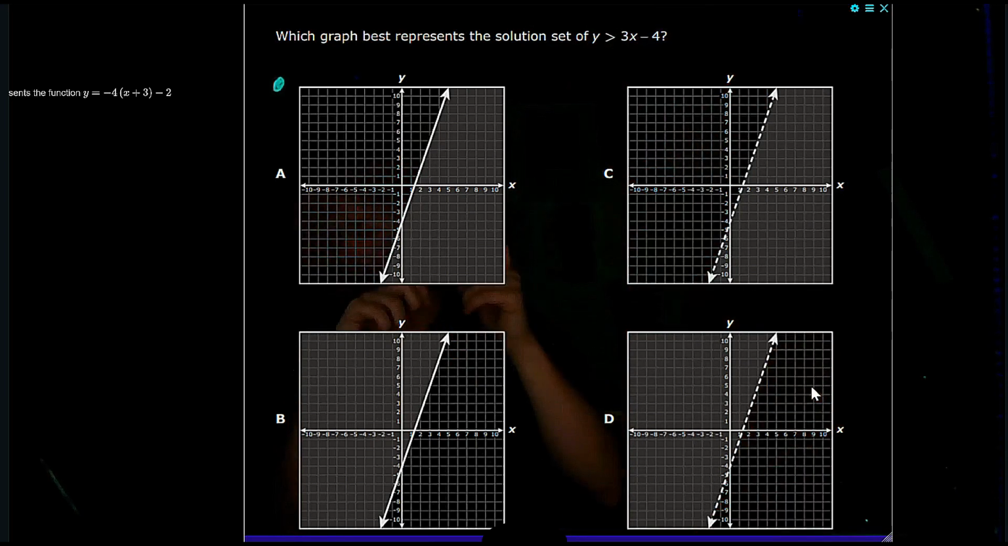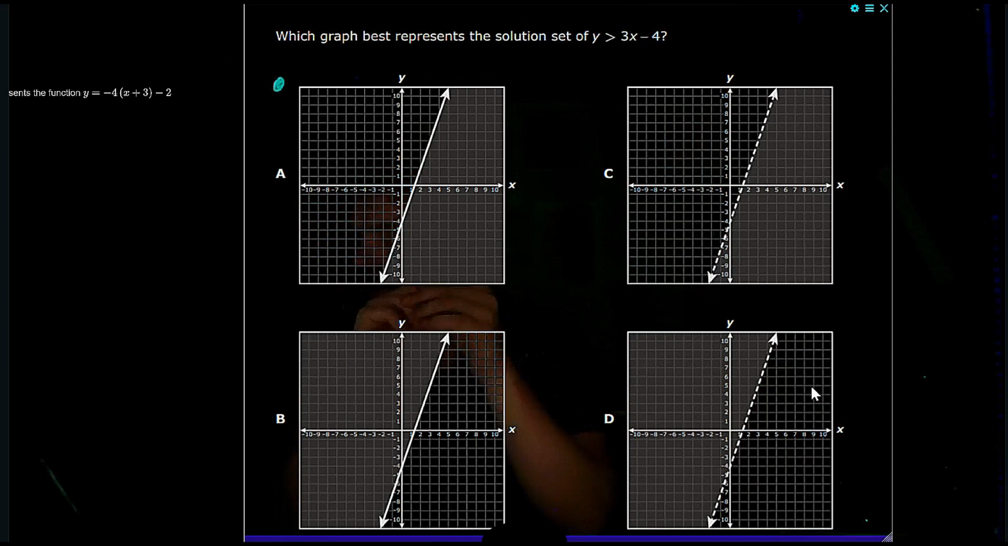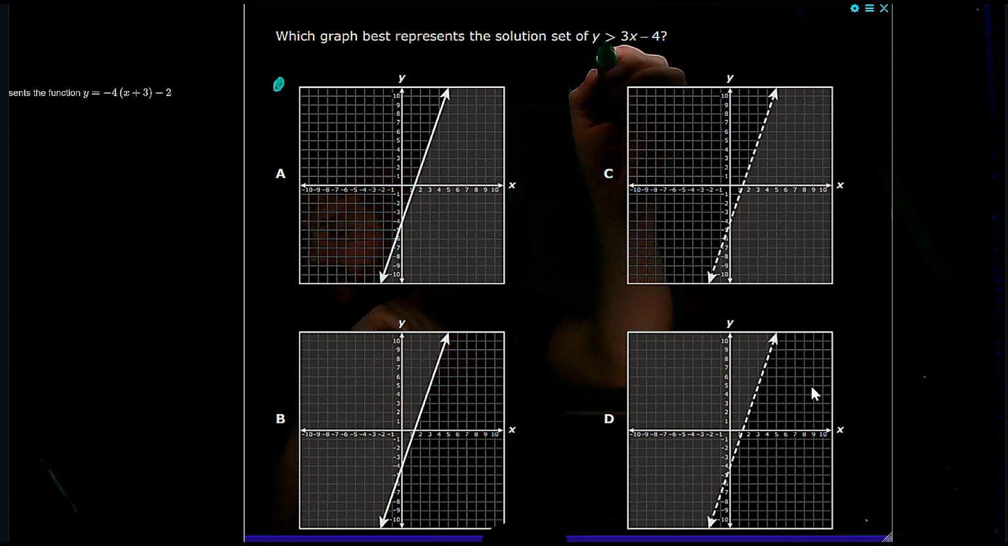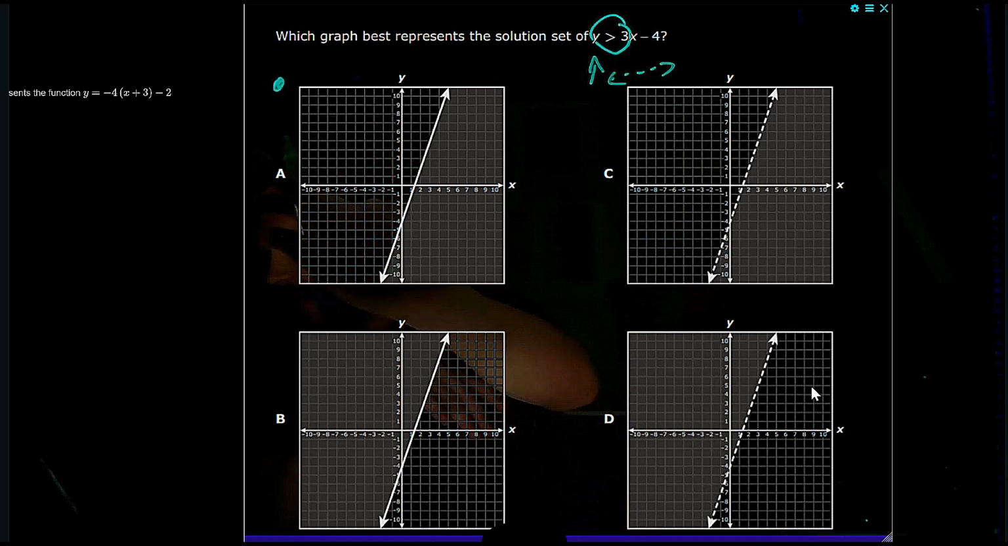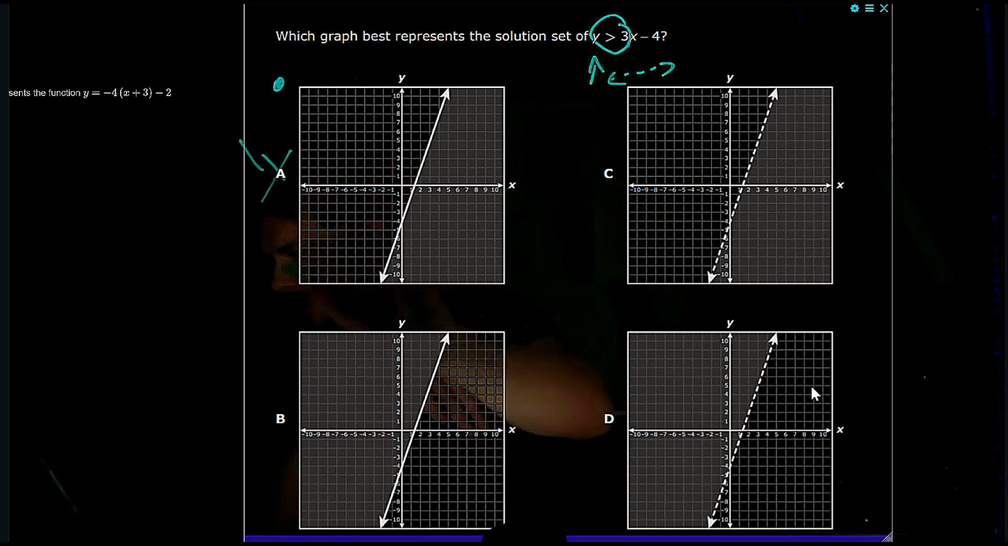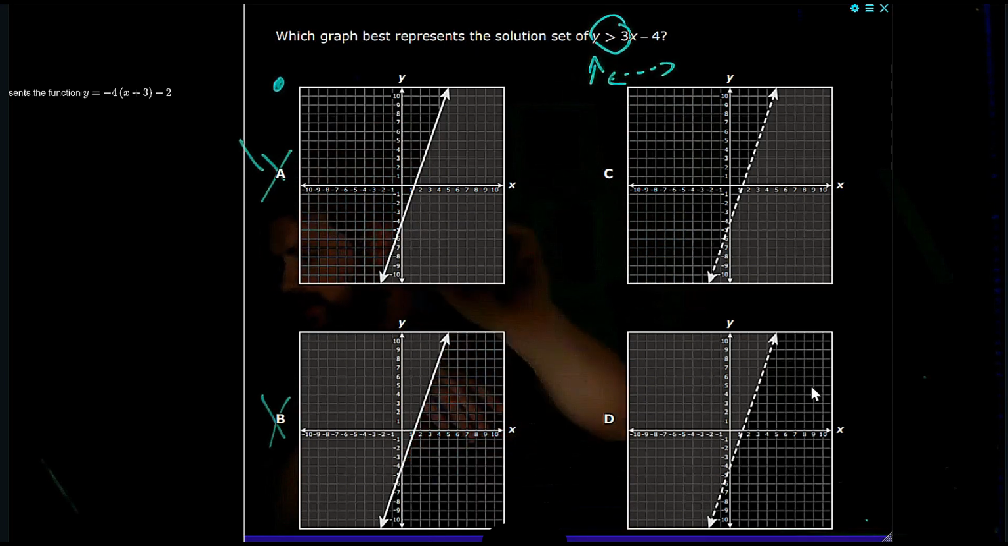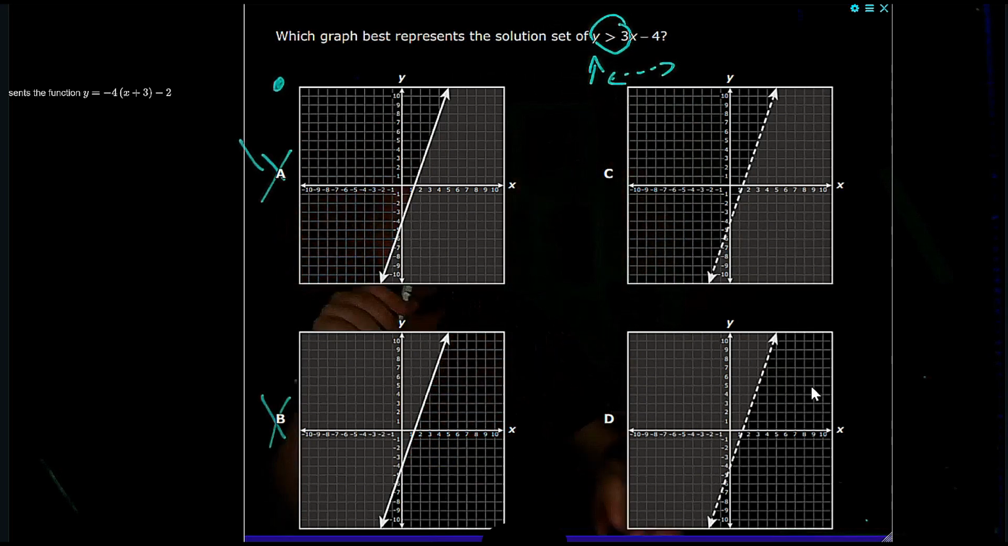So there's a lot of ways we can do this. I see shade above, and I also see a dashed line. This tells me two things: it's going to be shade above and a dashed line. So we can get rid of a couple of answer choices based on that. I know it can't be A, that's a solid line, and I know it can't be B. These are both solid lines. I was looking for a dashed line.